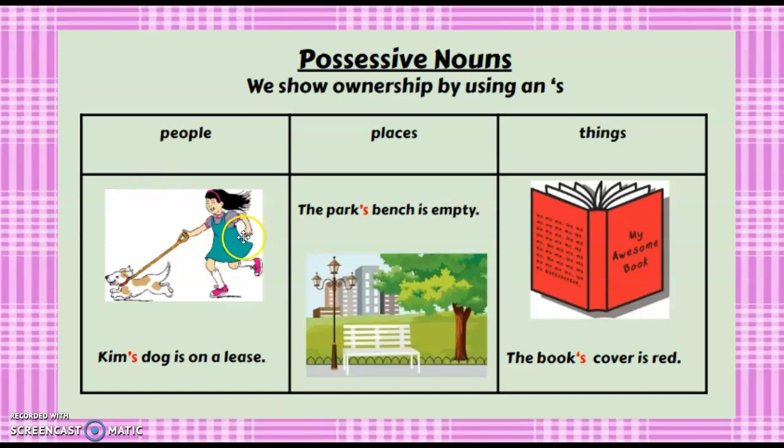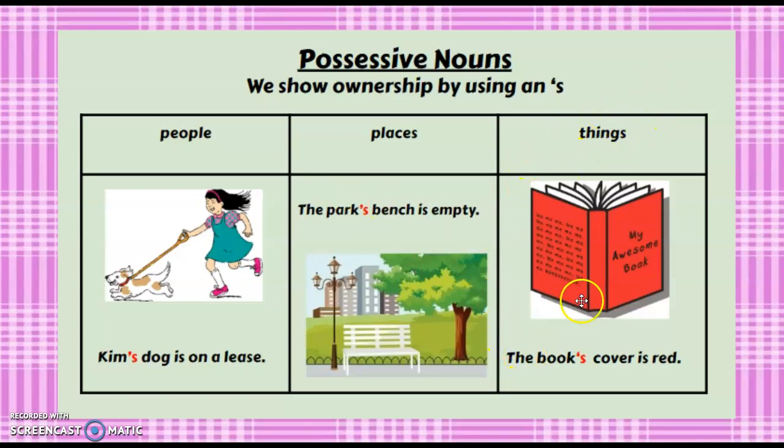So here we have Kim and her dog. She owns the dog, so we would say Kim's dog is on a leash. The dog belongs to Kim, so we would put an apostrophe S and say Kim's dog. Here we have an example of a place. We have a park with a bench in it. The bench does belong to the park. So we would say the park's bench is empty. Again, the bench belongs to the park, so we would put an apostrophe S on park to show ownership.